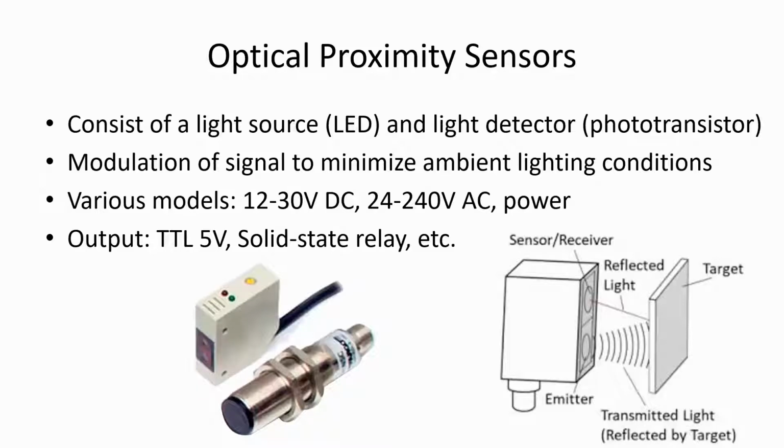Here also, just like mechanical proximity switches, it comes in a wide range of operating voltages. It comes with 12 volt to 30 volt DC and 24 to 240 volt AC. The output will be TTL, or it can be a solid state relay, similar to the previous one.